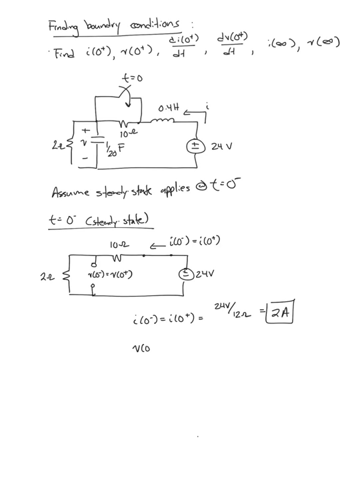And we can find the initial capacitor voltage V0 plus as being the voltage dropped across the 2 ohm resistor. So it's a voltage divider of the 2 ohm over the entire path, 2 over 12. So that works out to be 4 volts.